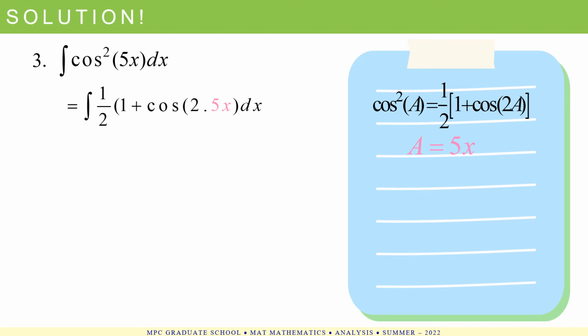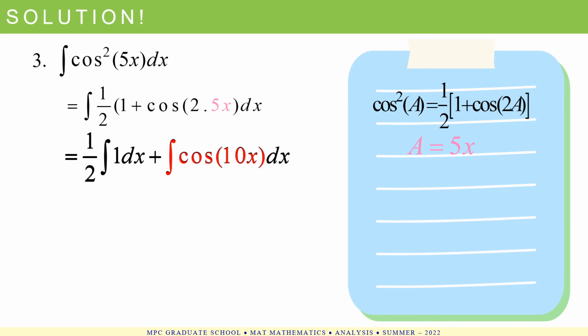Applying it, we have the integral of 1/2 times the quantity 1 plus cosine 2 times 5x with respect to x. Next step, we're going to apply the constant multiple rule and the sum and difference rule of integration so we can integrate each term. Applying it, we have 1/2 times the integral of 1 with respect to x plus the integral of cosine 10x with respect to x. To integrate cosine 10x, we're going to use 1 over k sine kx plus c, wherein k is 10.